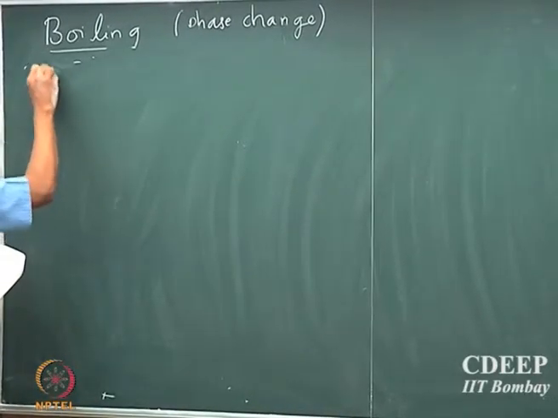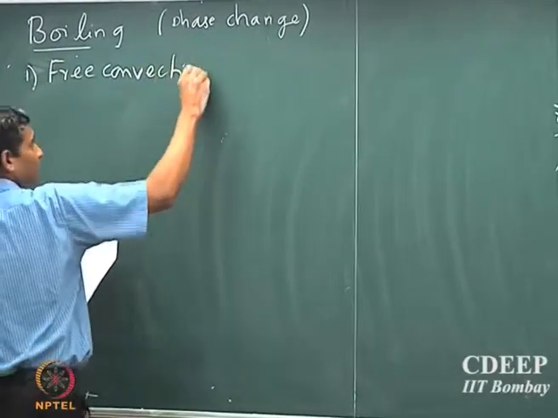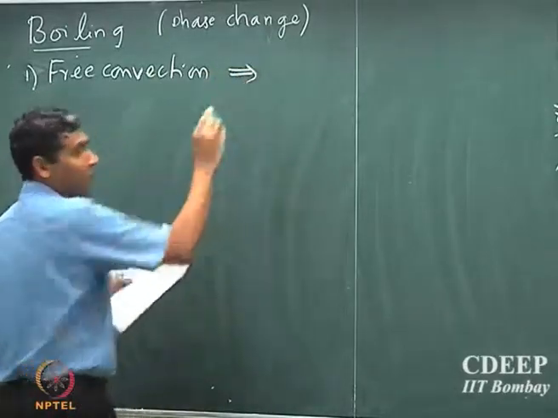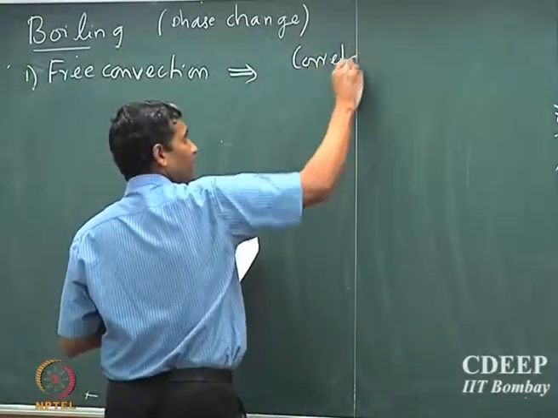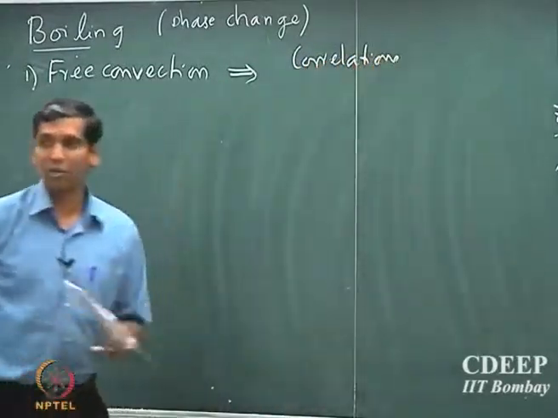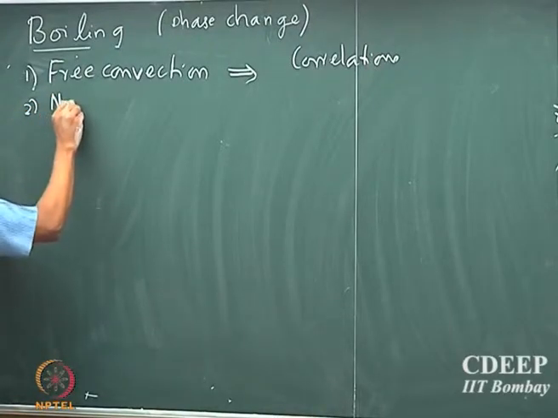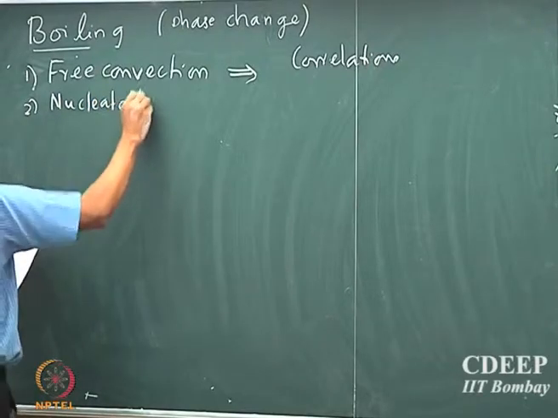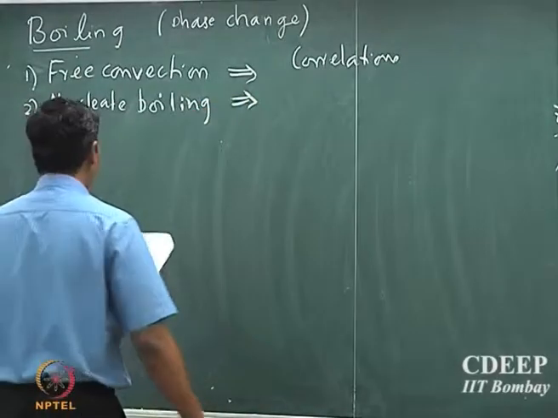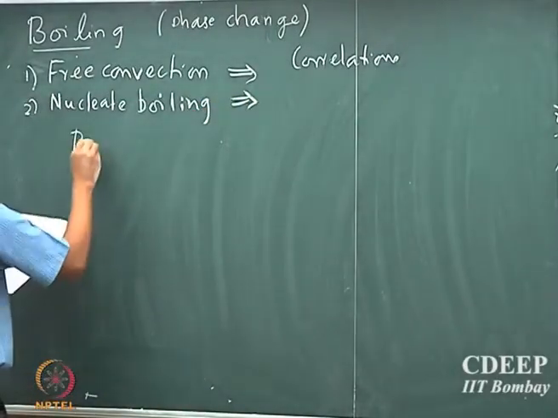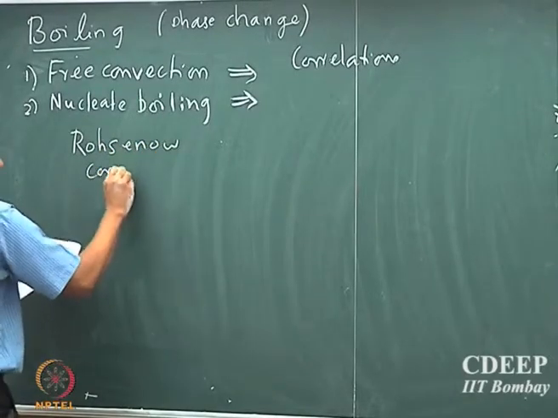If you take the free convection case, that is stage 1. We have already looked at some of these correlations, because we already looked at the natural convection problem. So the second stage is where you have nucleate boiling. For that there is something called the Rohsenow correlation.